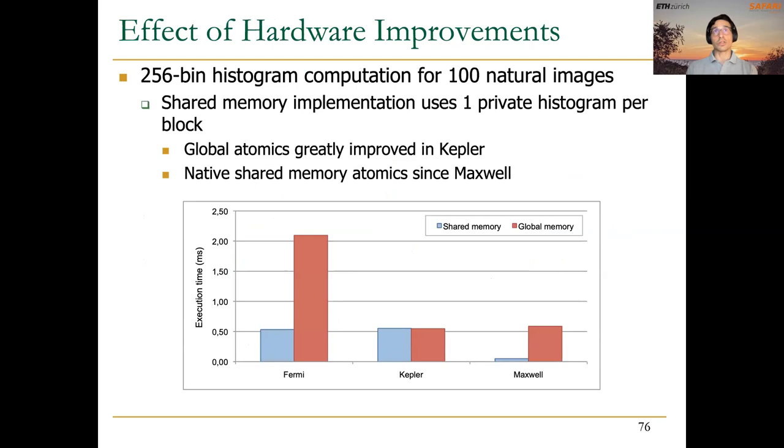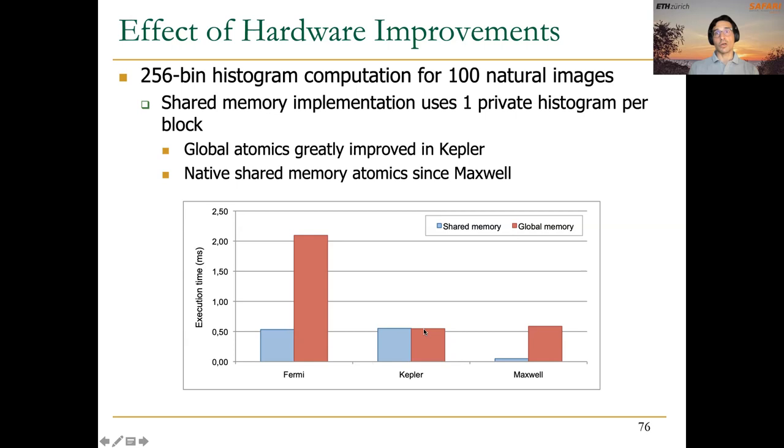This is a 256 bin histogram of 100 natural images. We are comparing here the performance of a shared memory based implementation of the histogram calculation, with one private histogram per block, to a single histogram in global memory. And we see that the execution time for the shared memory-based implementation was way lower in Fermi.